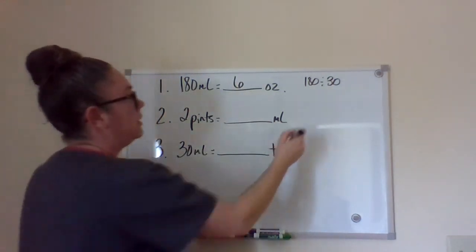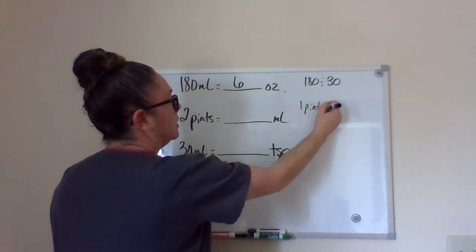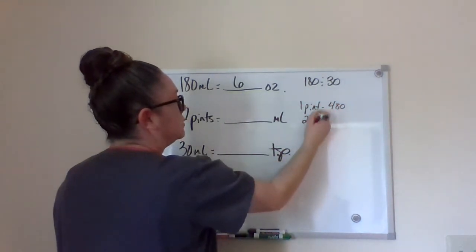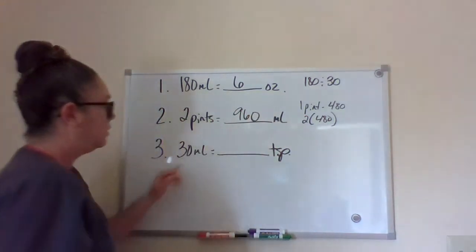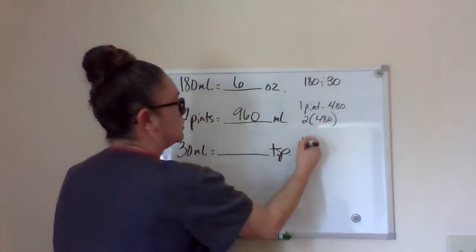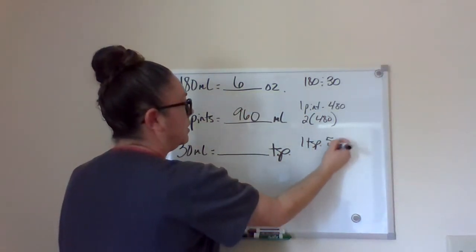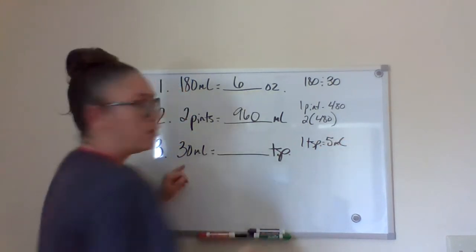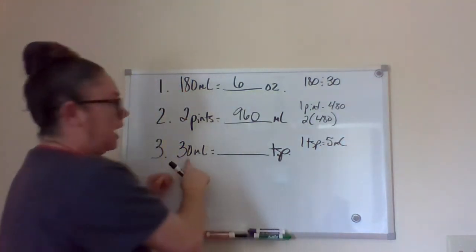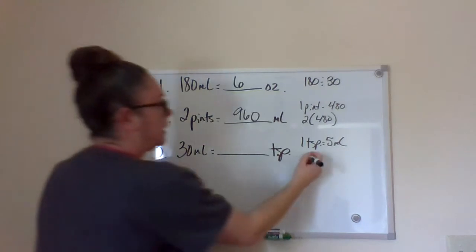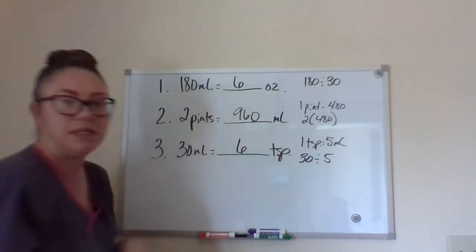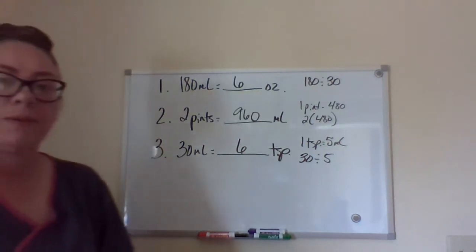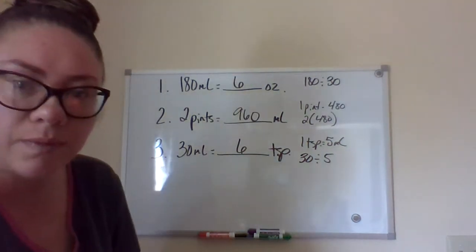2 pints. I know that 1 pint is 480, so 2 times 480 is 960. 30 milliliters. I know 1 teaspoon is 5 milliliters. How many teaspoons are in 30? So I'm going to take 30 divided by 5 and we get 6 teaspoons. Okay, a couple more.